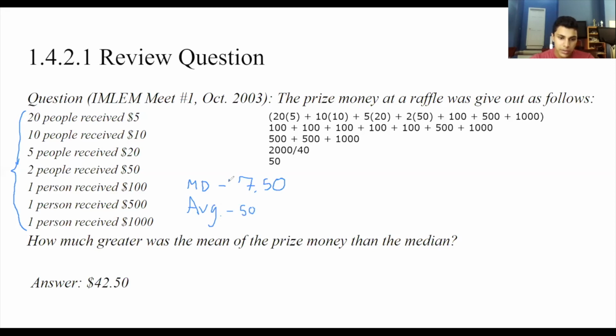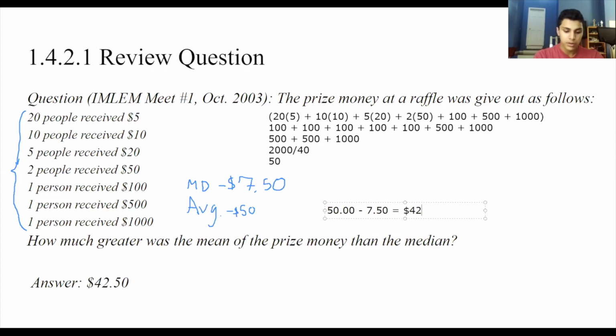Oops, I forgot to write a little dollar sign here, so I'll do that. And then I'll write one here. So now we have both our average and our median. And the question asks, how much greater was the mean of the prize money than the median? So all we have to do is subtract $7.50 from $50. So it's 50 minus 7.50, and I'll write it out like this because it's some amount of money. And that subtracts to $42.50.